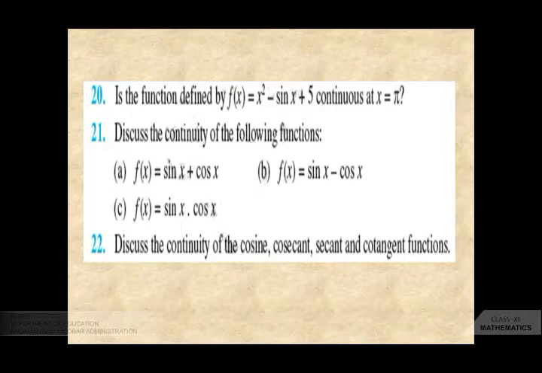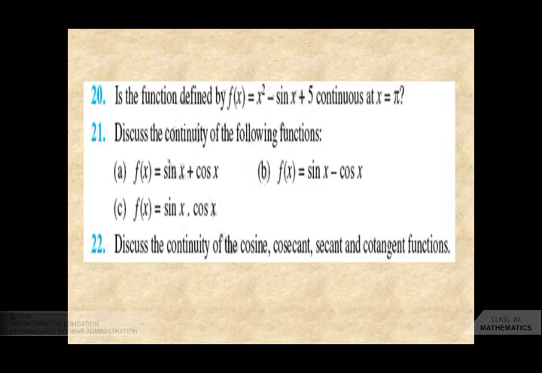Okay, now see 20, 21 and 22. These three questions are almost of same type. You can see in the screen that it is all trigonometric functions. So 20th question is very simple. You have to just check that the function is continuous at x is equal to pi. The point is given. You have to apply the definition limit x tends to pi f x is equal to f of pi. ठीक है, ये आप कर सकते हैं इस क्वेश्चन को.